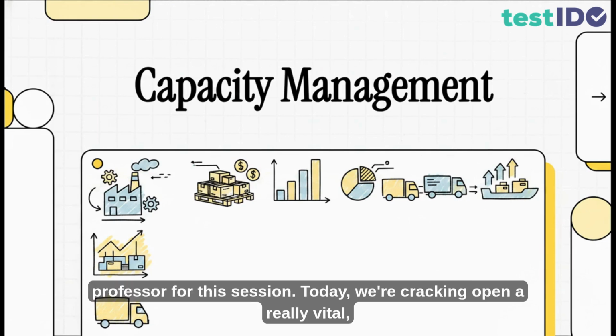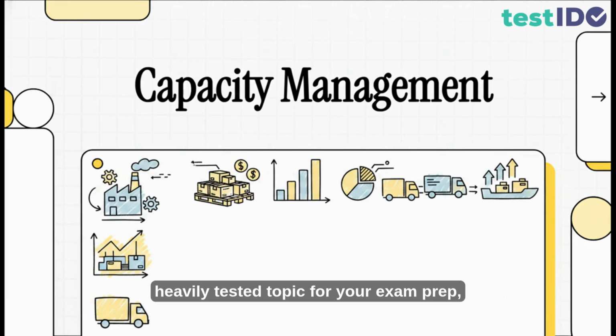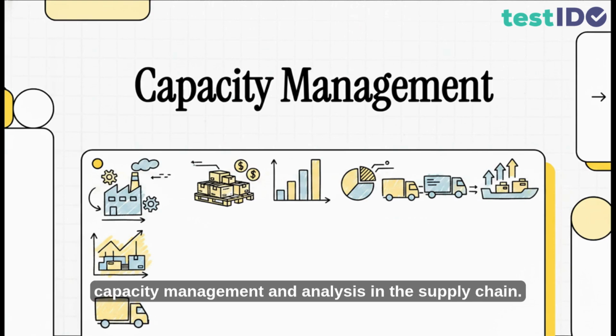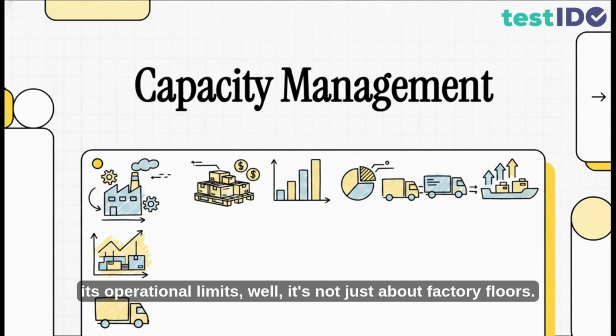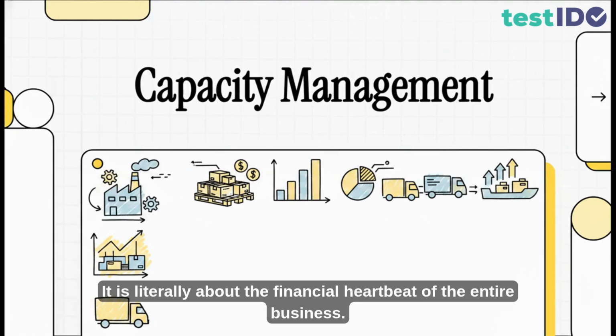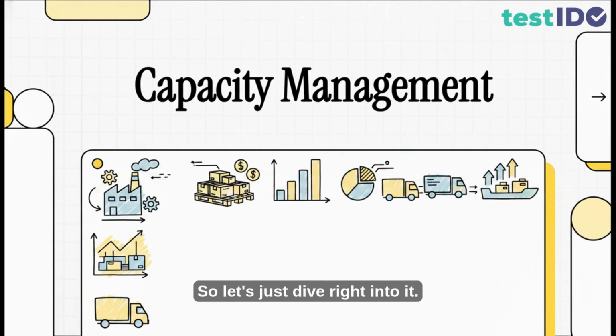Today, we're cracking open a really vital, heavily tested topic for your exam prep: capacity management and analysis in the supply chain. You know, as a management accountant, figuring out how your organization handles its operational limits, well, it's not just about factory floors. It is literally about the financial heartbeat of the entire business. So let's just dive right into it.